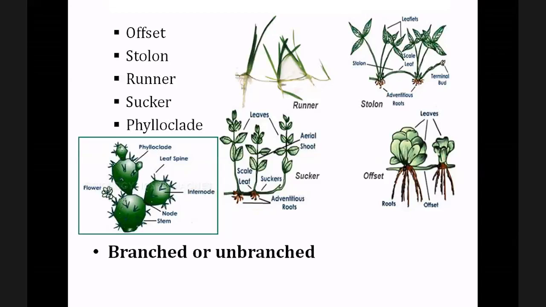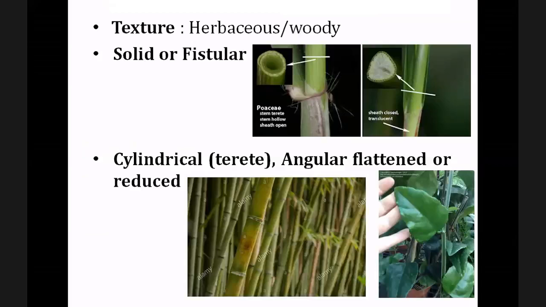Next category: branched or unbranched. If the stem has branches, then that is a branched stem. If the stem does not have branches, then that is an unbranched stem.